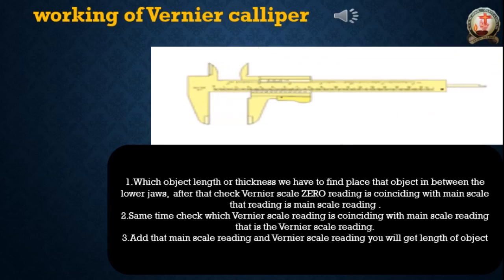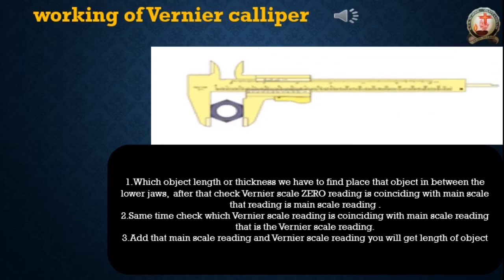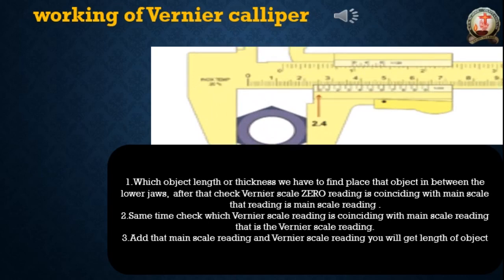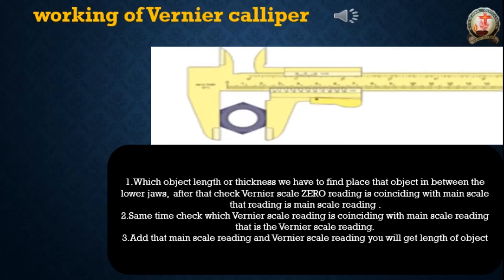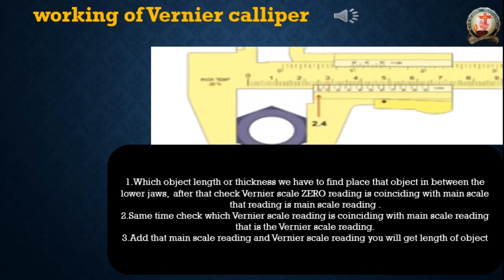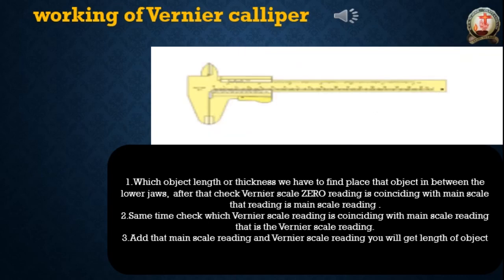Which on the vernier scale, the remaining 9 lines are there. In those 9 lines, suppose in our diagram, at what line is coincided here? What line is coincided? The 7th line is coincided here. So what is the vernier scale reading? 7. The 7th line on the vernier scale is coinciding with the main scale reading. So what is the vernier scale reading? You have to take 7.